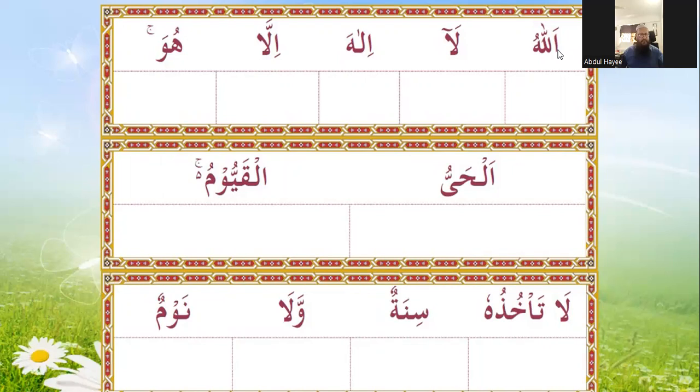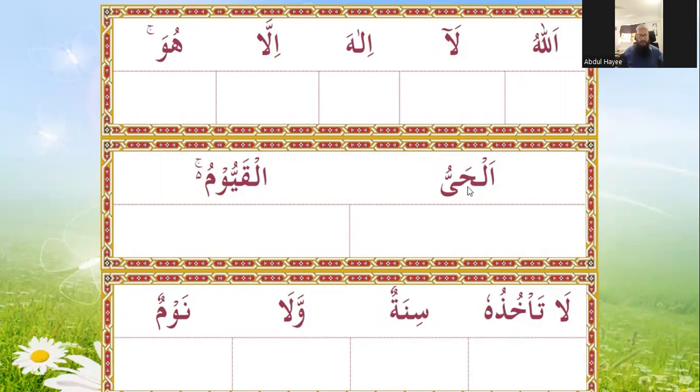Allah, we know the meaning of Allah. La, we know the meaning. Ilah, we know the meaning, it is God. La ilaha illallah. We have studied illa. Illa means except. La ilaha illallah, there in the Adhan we studied this. Huwa, we know this is a pronoun. Huwa means he. Al-Hayy is a new word.